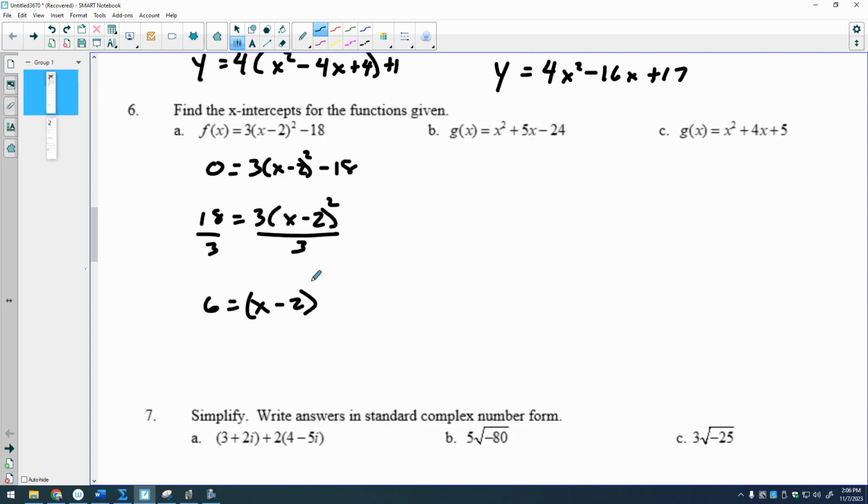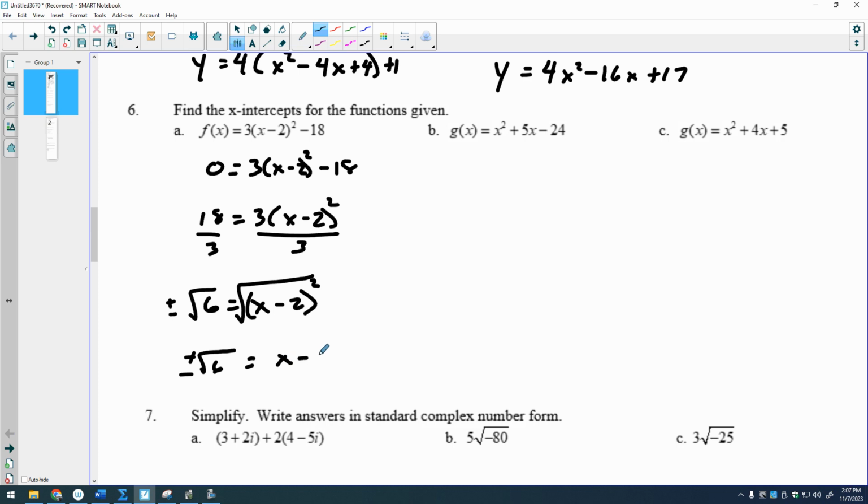I need to get to the x term. I have this squared out here that's kind of like protecting it. I have to get rid of it, so I'm going to undo the square by square rooting. And when I square root a square, I generate a plus and a minus. So the side over here becomes plus or minus square root of 6.